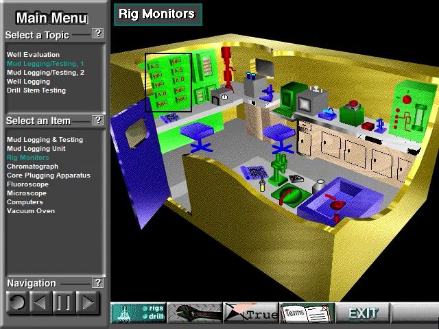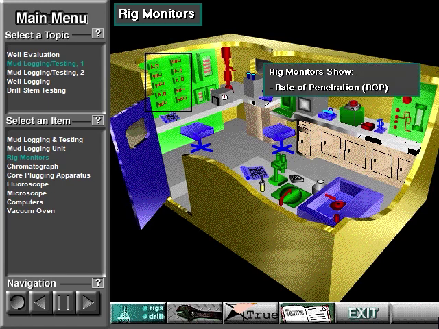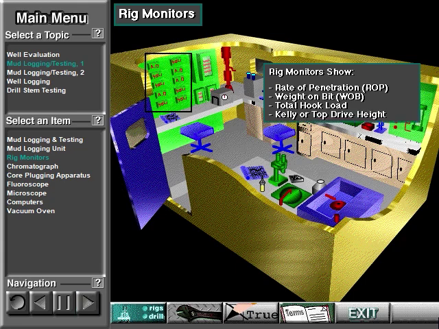Rig monitors give readouts to the mud logger, a person whose specialty is observing and analyzing mud and cuttings. The rig monitors show the rate of penetration, or ROP, how fast the bit is drilling. Weight on the bit, or WOB. Total hook load. Kelly, or top drive height. Rotary speed, or RPM. Rotary torque, the twisting force on the drill string.